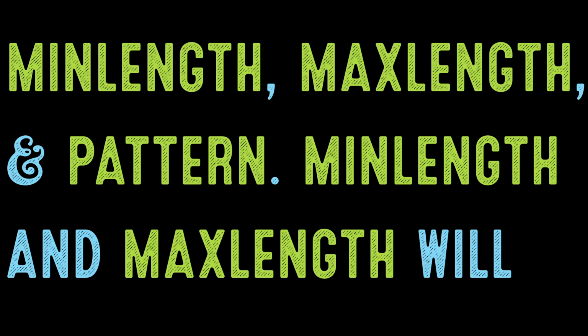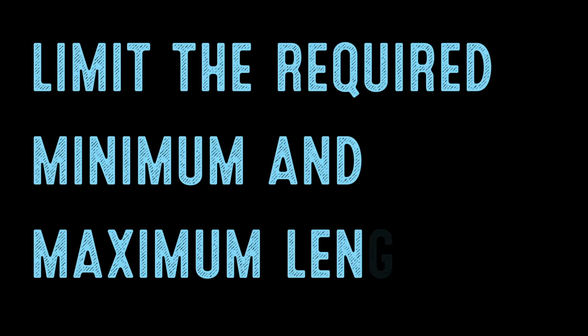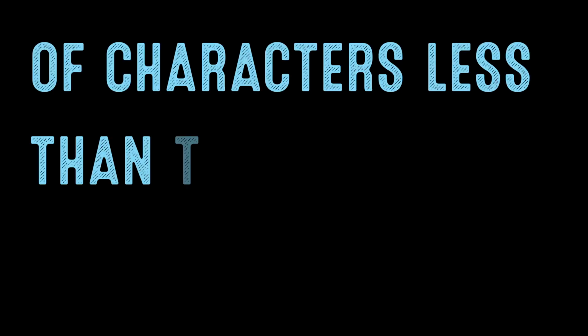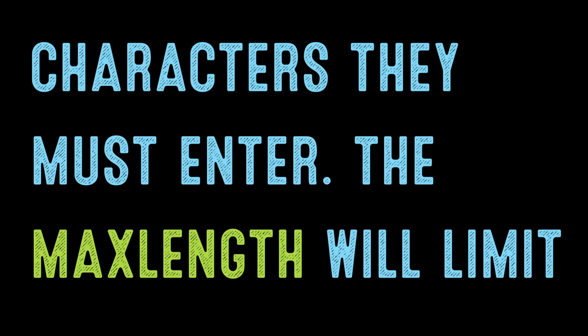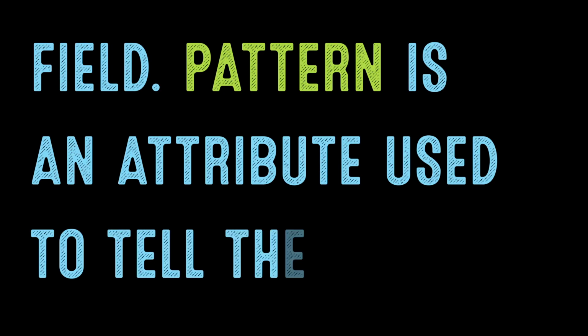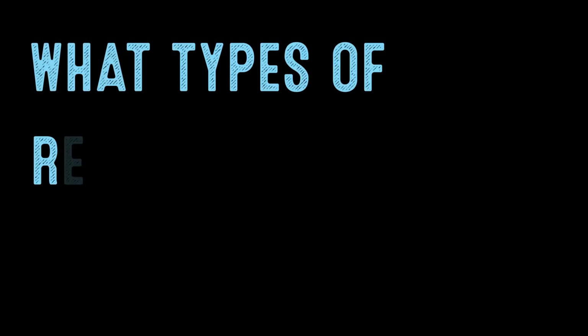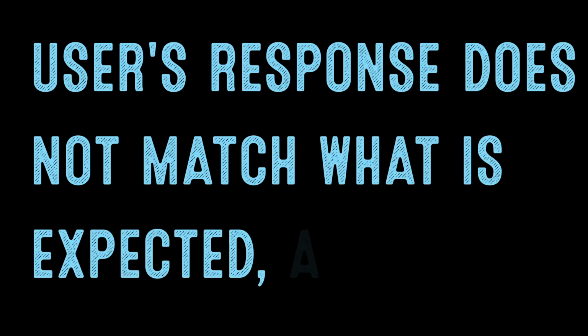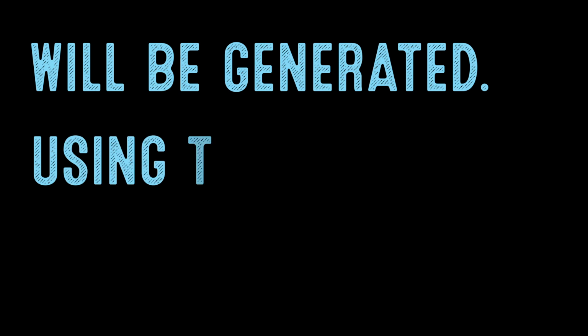Minlength and maxlength will limit the required minimum and maximum length of an element. If a user tries to enter an amount of characters less than the minlength, they will receive an error message letting them know how many characters they must enter. The maxlength will limit the number of characters being entered into the field. Pattern is an attribute used to tell the browser what types of responses are appropriate. If the user's response does not match what is expected, an error will be generated.